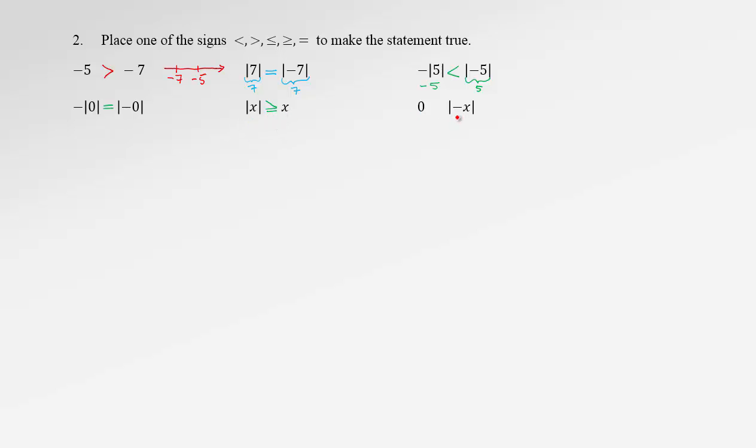And finally, the last example. Absolute value of anything is always bigger or equal 0. Can this right side be equal to 0? Yes, if x is 0. But if x is anything else than 0, the right-hand side will be bigger than 0. So overall, we use the smaller equal sign. 0 is smaller or equal than absolute value of negative x.